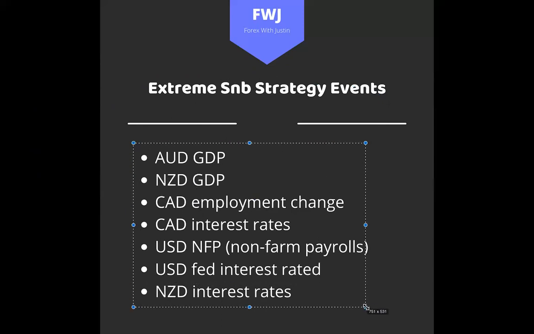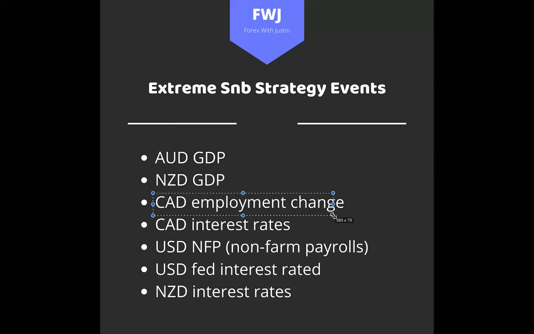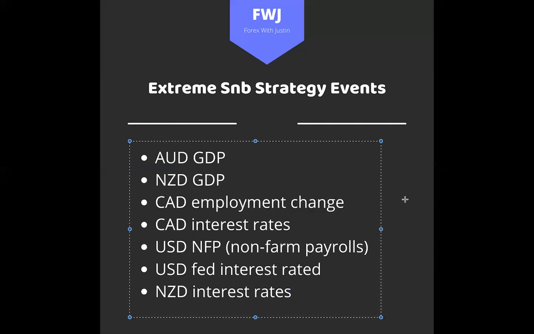So this is the list for the Extreme. There's AUD GDP, there's NZD GDP, there's CAD employment change, there's CAD interest rates, then there's USD NFP, non-farm payrolls, USD Fed interest rates, and lastly, NZD interest rates. These are the only events that you'll be using the Extreme SNB with.